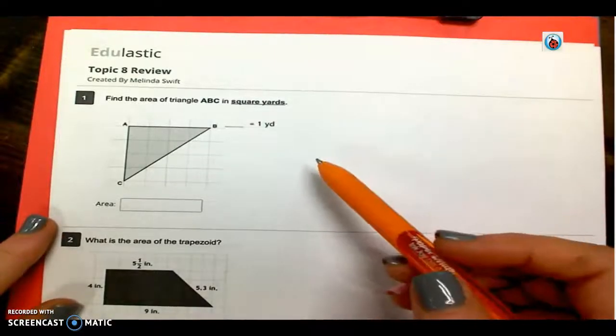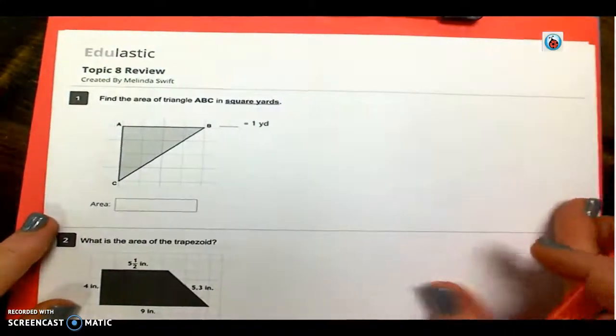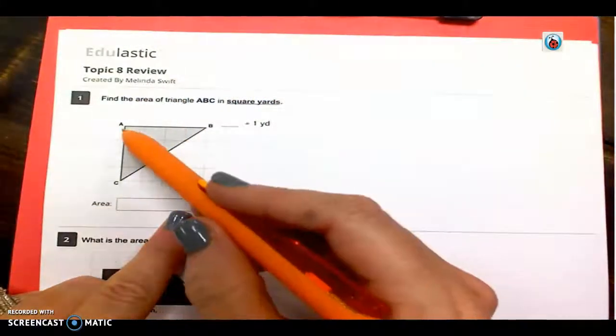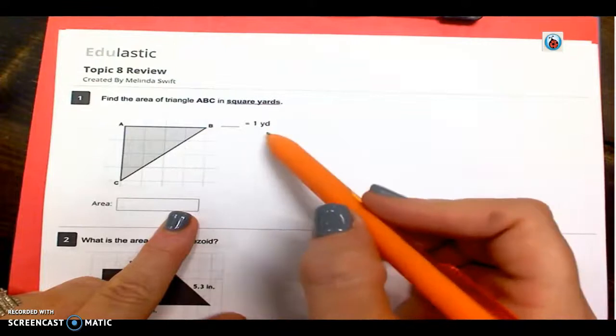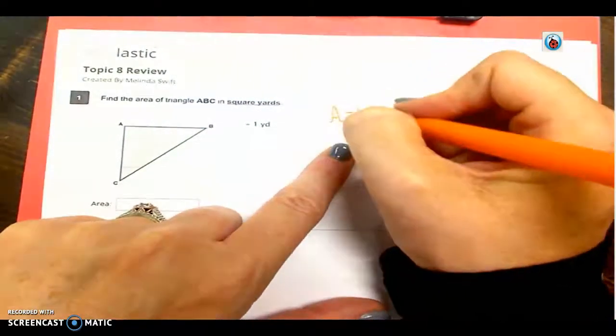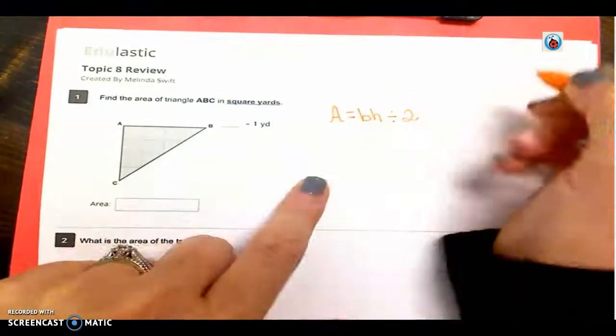Okay, we're going to look at your Topic 8 review. Number 1 says find the area of triangle ABC in square yards. So we know the area formula for a triangle is base times height divided by 2.